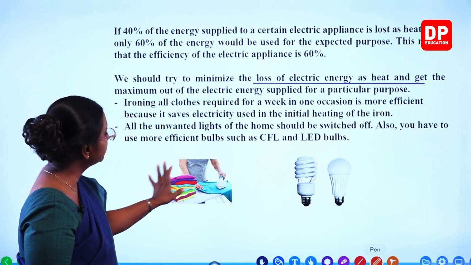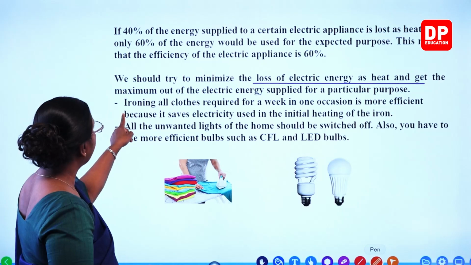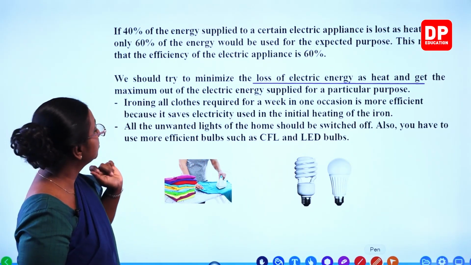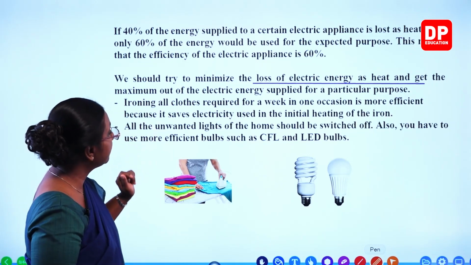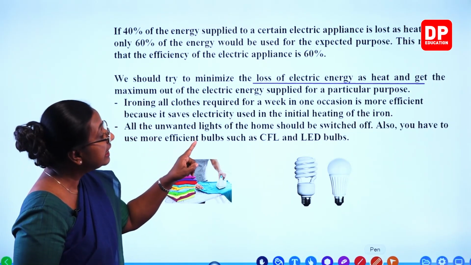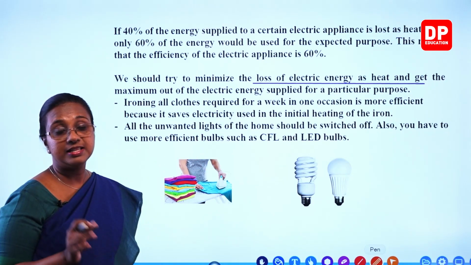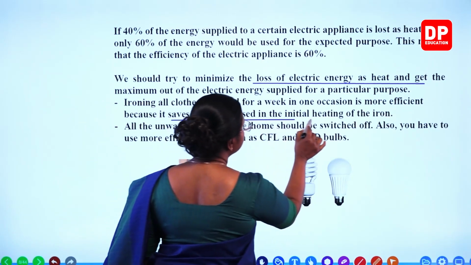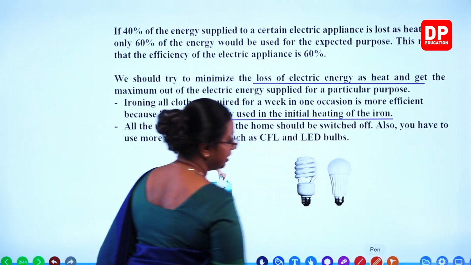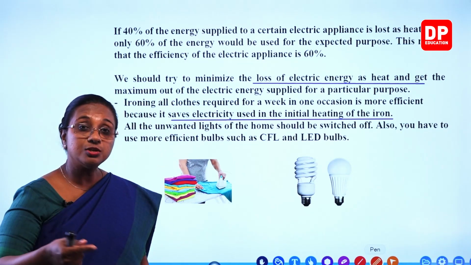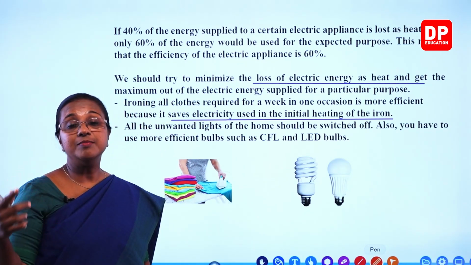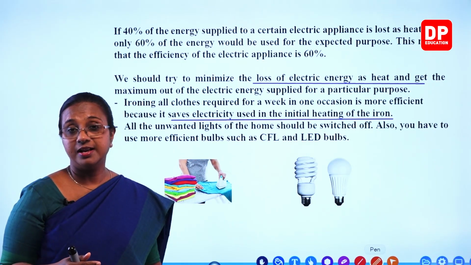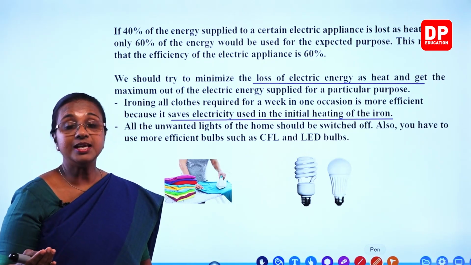So, ironing clothes all together. Ironing all clothes required for a week on one occasion is more efficient because it saves electricity used in the initial heating of the iron. That's important. If you iron each cloth separately, every time the iron has to become hot. So that is the initial heating of the iron. For that, more electricity is consumed.